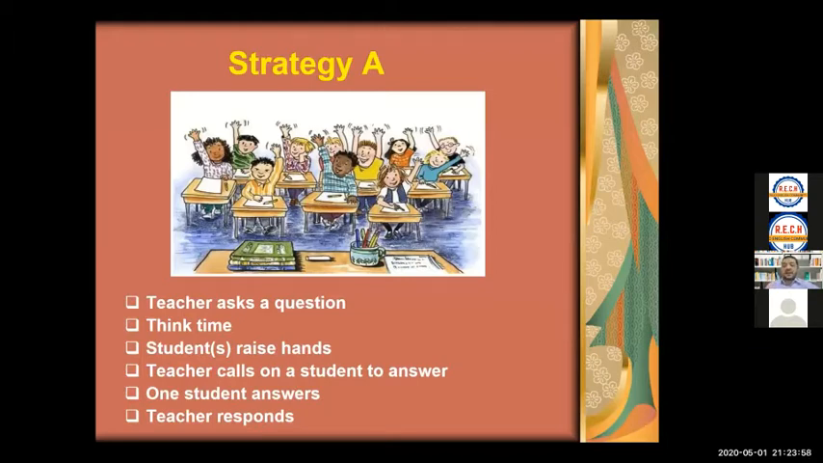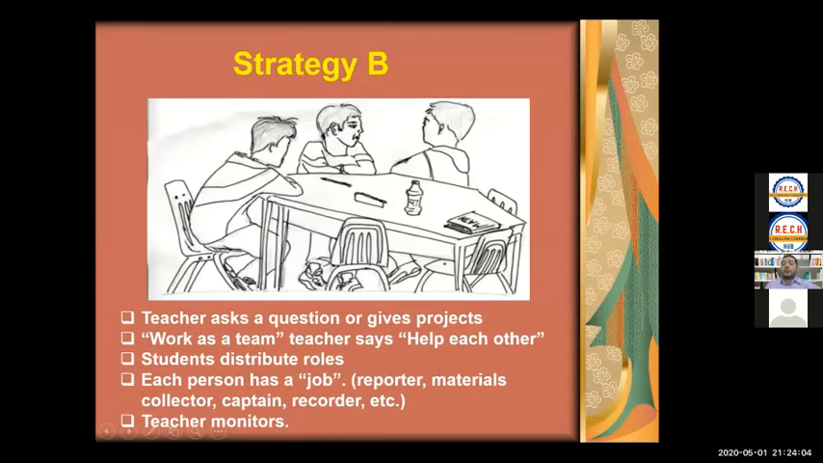Okay, now let's move on to strategy B. How many students are participating in an activity like that? How many students? All. Yes, because if you have 20 students, you have 5 groups. Every group has 4 students. They have roles within their groups. So definitely everyone is participating.